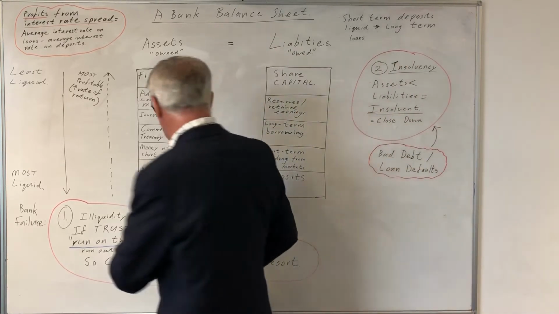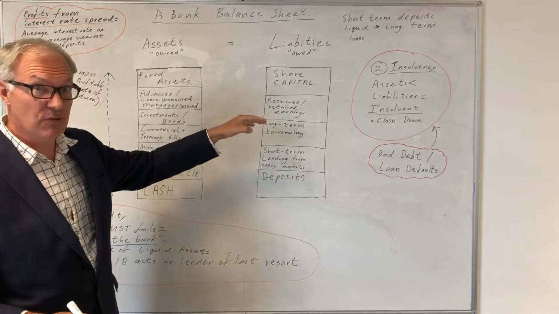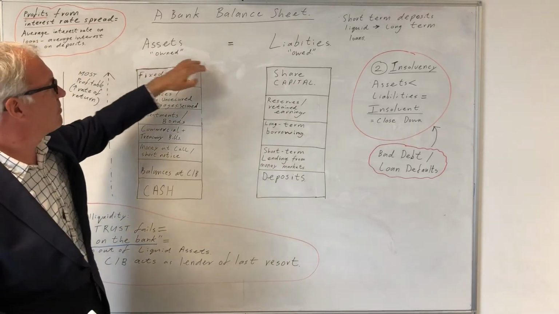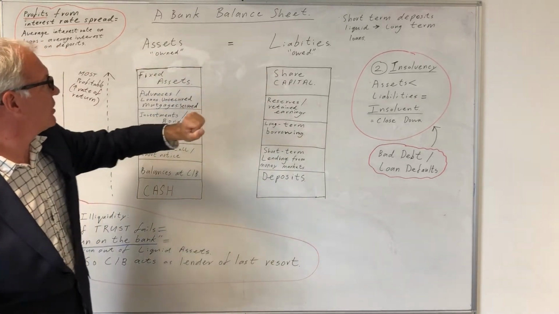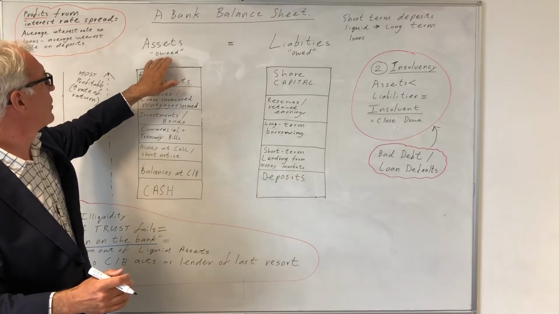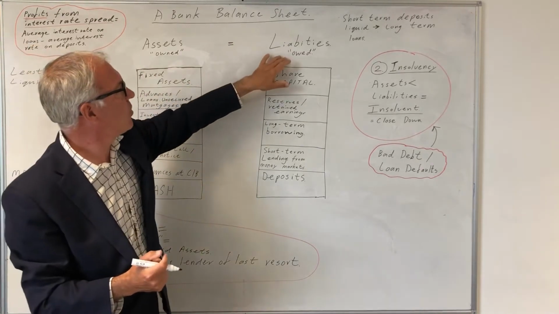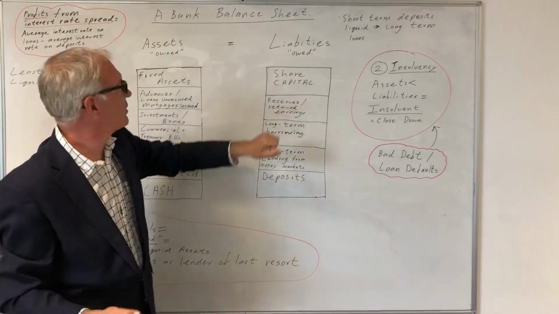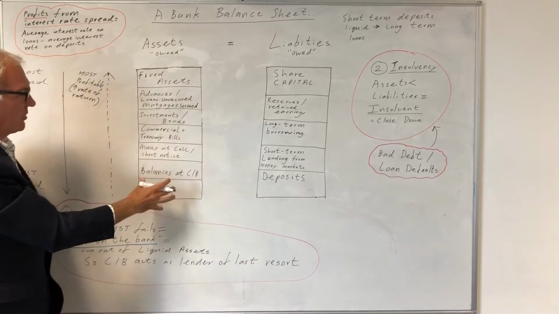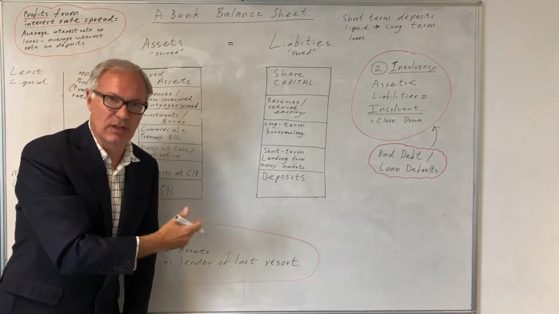And let's look at the bank's balance sheet. The balance sheets have to balance because of double entry bookkeeping. So the assets at any one point in time will equal liabilities. The assets are what the bank owns, and the liabilities are what's owed by the bank. Let's start off looking at the asset side, and then we'll look at the liabilities.